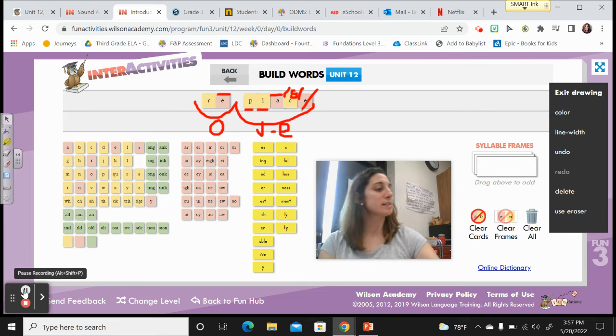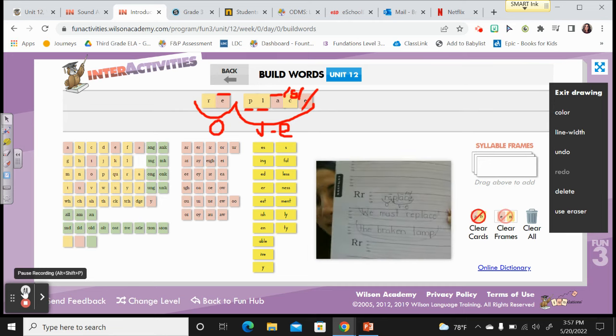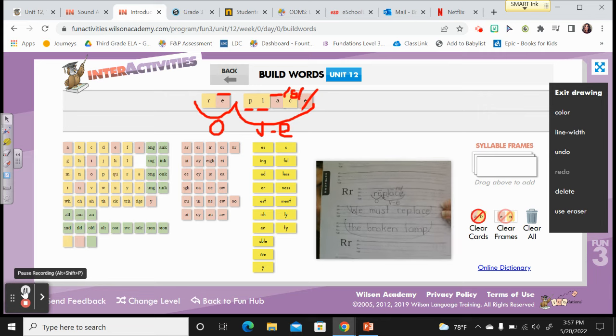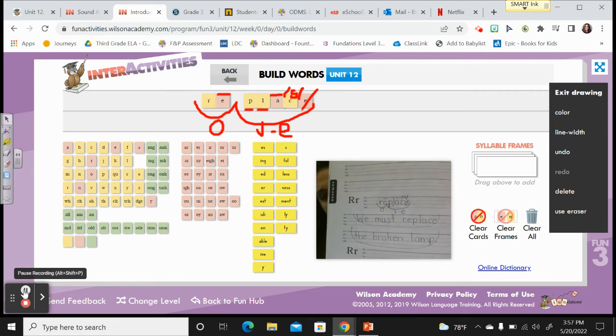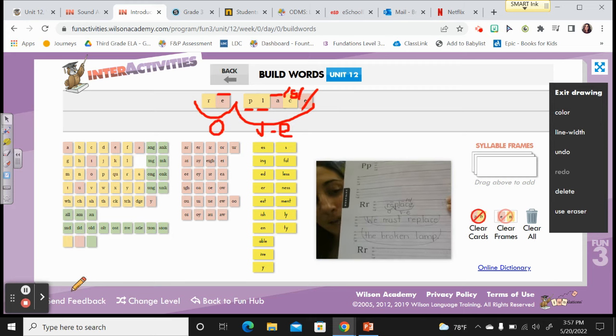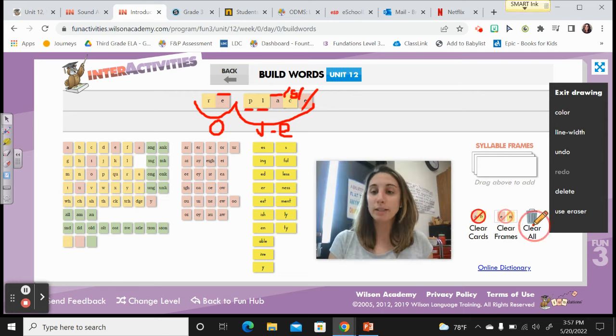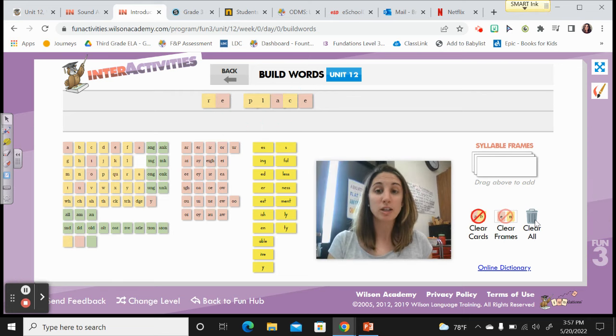Okay, now that you have the word, let's go ahead and do the sentence. We must replace the broken lamp. We must replace the broken lamp. Okay, pause the video and copy that down. I hope you started yours with a capital letter, ended it with punctuation, and then go ahead and scoop it up. I chose 2 scoops for mine. We must replace the broken lamp. You may have chosen a different way to scoop yours. Go ahead and pause.